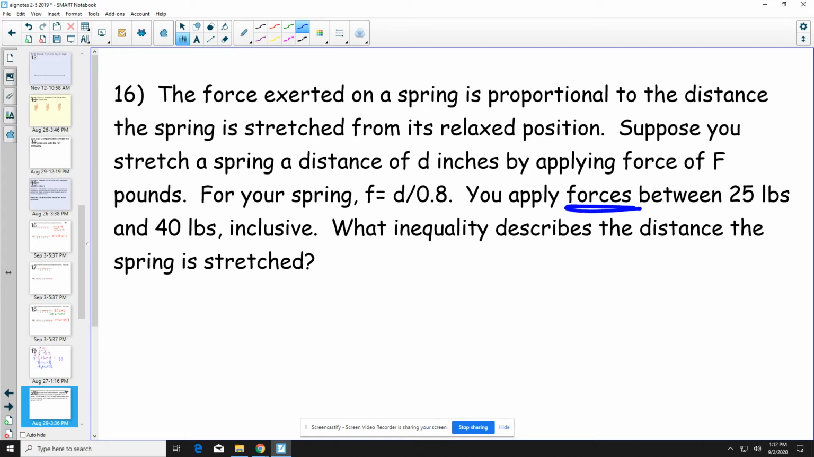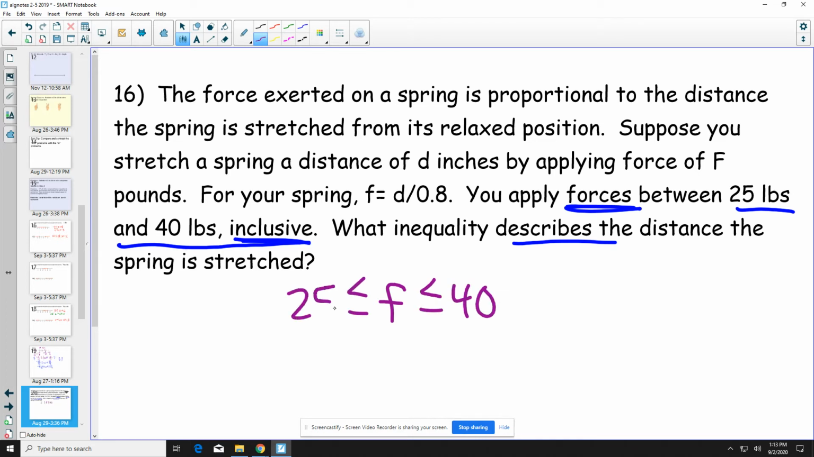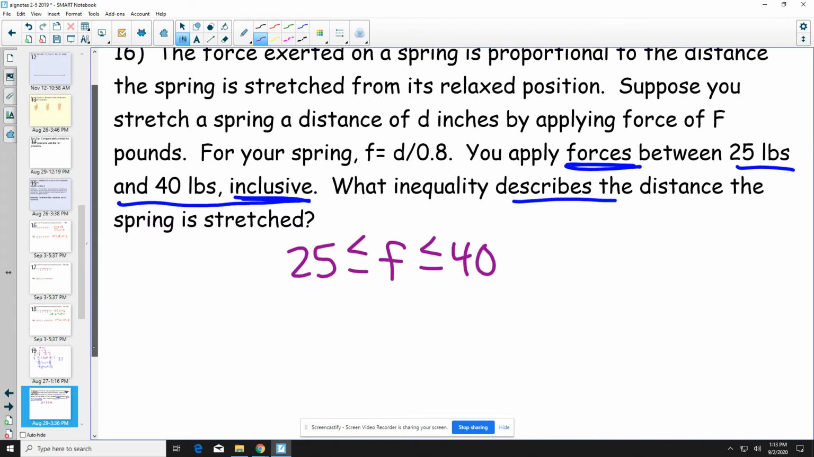You apply forces between 25 and 40 pounds inclusive. That means it includes them. What inequality describes the distance though? Okay, so first of all, they're telling us the force, F, is between 25 and 40 pounds. Inclusive means it includes 25 and 40. So F is less than or equal to 40, but greater than or equal to 25. So that's my inequality showing the force.